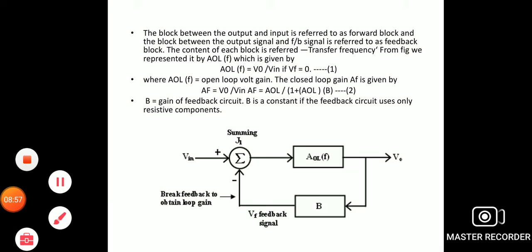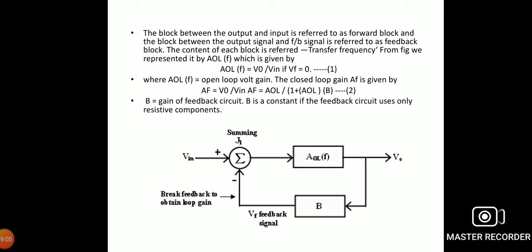The content of each block is referred. The transfer function in the figure of open loop gain, which is given by the open loop gain as a function of frequency, is equal to output voltage divided by input voltage, where the differential input voltage is 0. Here the open loop gain is the open loop voltage gain.